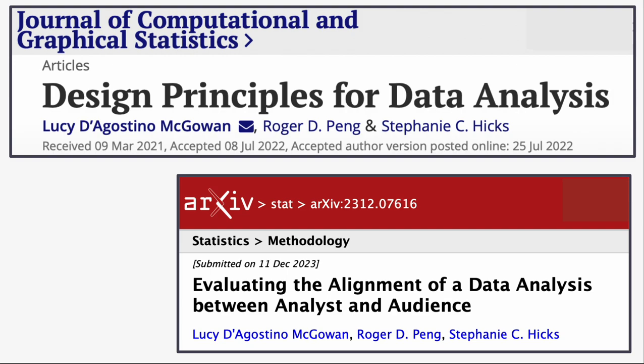So the foundation of the topic I'm going to talk about, the foundation paper, "Design Principles for Data Analysis," is basically defining some of the principles that I'm going to talk about today. You can find that, if you're interested in learning more about it, in the Journal of Computational and Graphical Statistics. And then the majority of this particular talk is going to be on a paper that we currently have under review on evaluating the alignment of data analysis between analyst and audience.